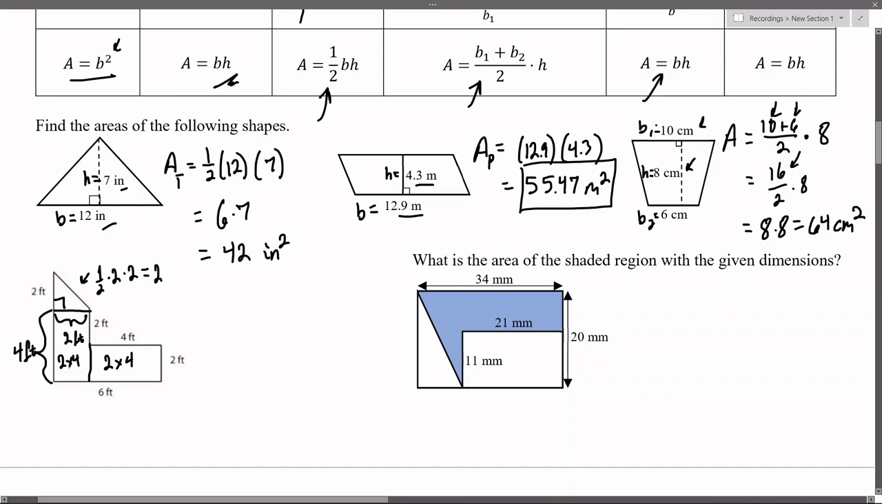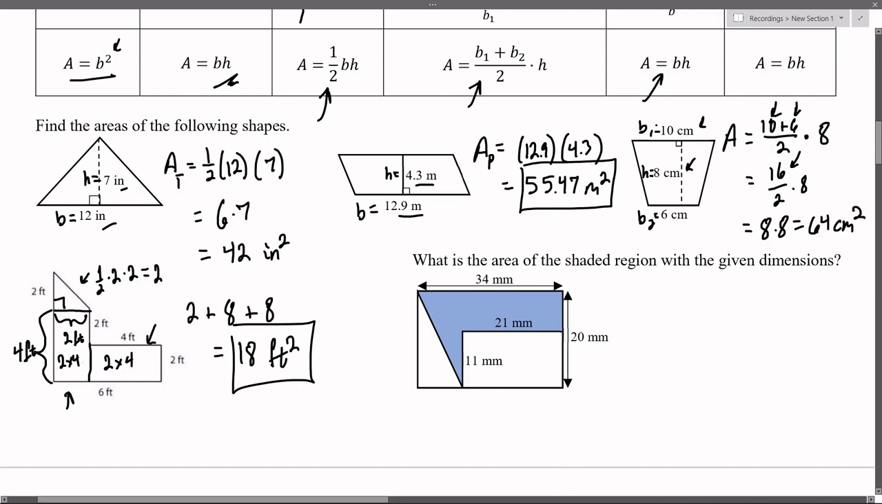We have 2 times 4 for this rectangle, and 2 times 4 for that rectangle. So it's going to be 8 for both those rectangles. So we have 2 feet squared for the triangle, the area. Then 8 feet squared for the first rectangle, and then another 8 feet squared for the second rectangle. In total, we have 18 feet squared for the entire shape.